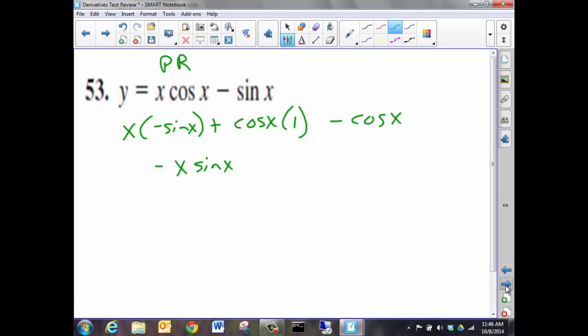That doesn't feel right, does it? Because it started off as two terms and it wound up as one term, but that's correct. And if you were to take the derivative again, it would go back to two terms.